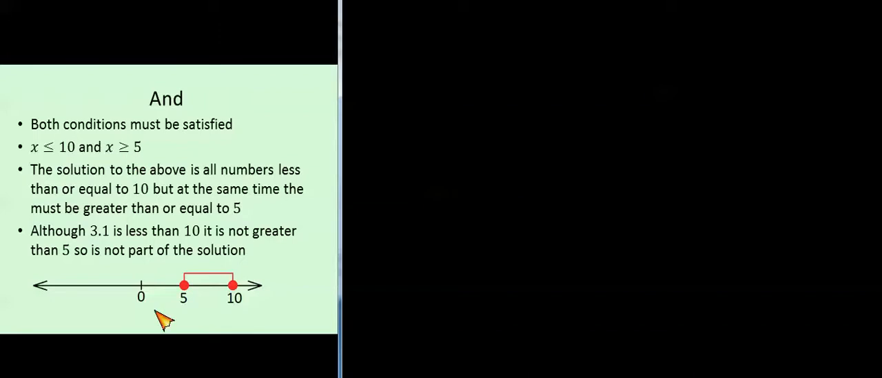So although 0 is less than 10, it's not bigger than 5. And although 100 is bigger than 5, it's not less than 10. We need to be in between these two numbers. Both conditions must be satisfied. And my graph will look exactly like this.